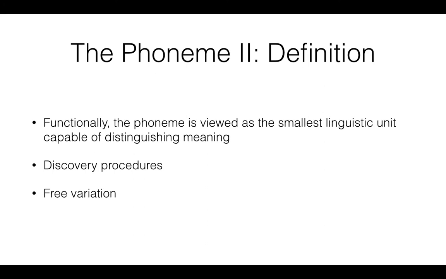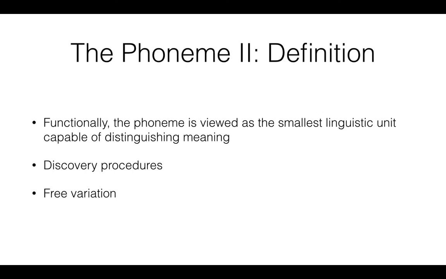Now we can start talking about a definition of a phoneme. What is a phoneme? Now we can talk about the definition of a phoneme. A phoneme is functionally viewed as the smallest linguistic unit capable of distinguishing meaning. That's why we're now going to focus more on minimal pairs and differences in meaning, okay? The phoneme is viewed as the smallest linguistic unit capable of distinguishing meaning.